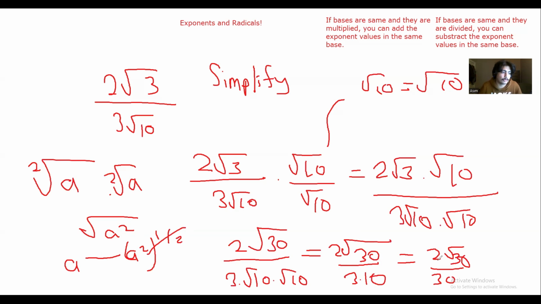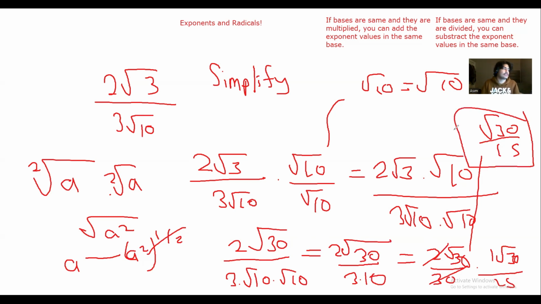I'm sorry, 2 radical 30 divided by 30. And you can make it a little bit simpler, and just say radical 30 over 15, because I just divided this whole thing by 2. So I just divided this by 2. I got 1 square root of 30 divided by 15, so I can make it simpler. And that's my answer, guys.